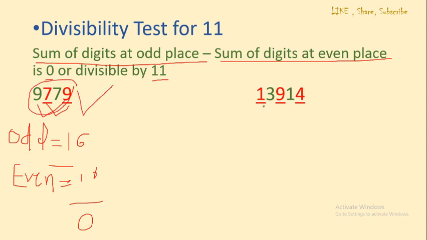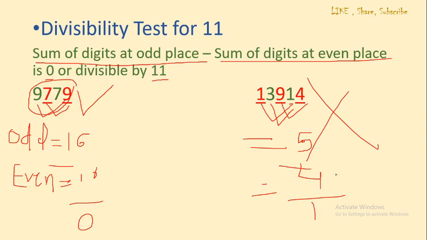Let us check the next sum. At odd places we have 1 plus 9 plus 4. So 1 plus 9 is 10, 10 plus 4 is 14, plus 1 we can take it as 15, right? And 3 plus 1 is 4, so it is 4. And so the answer is 15 minus 4, which is 11. Wait, as given, the answer is 5 minus 4 is going to be 1, and as 1 is neither 0 nor divisible by 11, this number is not divisible by 11.